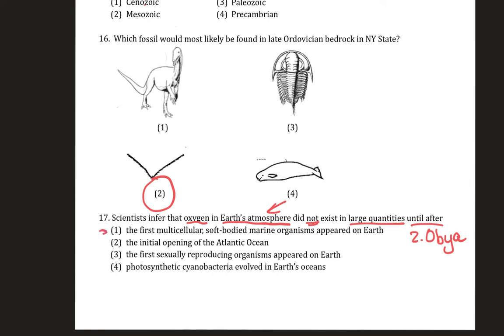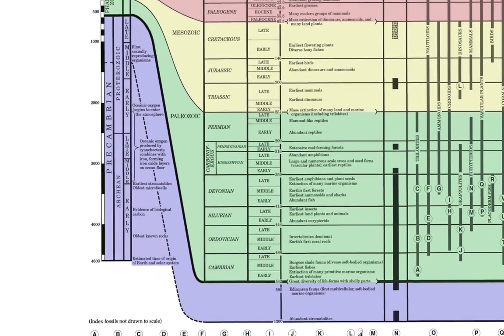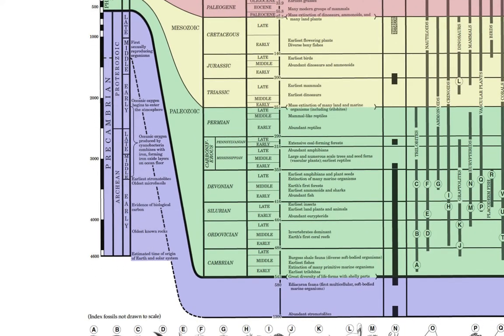When did this first one happen? The first multicellular, soft-bodied marine organisms, those first appeared on Earth. We've got to find out when each of these things occurred, and then we'll know what our answer is. All right, so let's go back to our reference tables again. Okay, so the first multicellular organisms, I believe that's a pretty old thing, right? So the first multicellular organisms, here we go. First multicellular soft-bodied marine organisms. So that was 580 million years ago, right? Okay. And now we're going to look at the other ones.